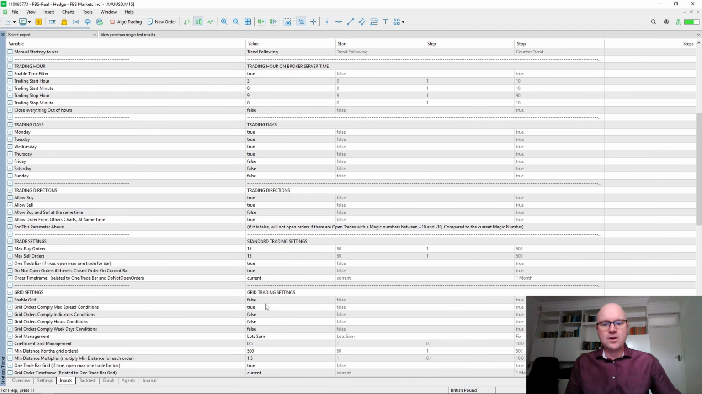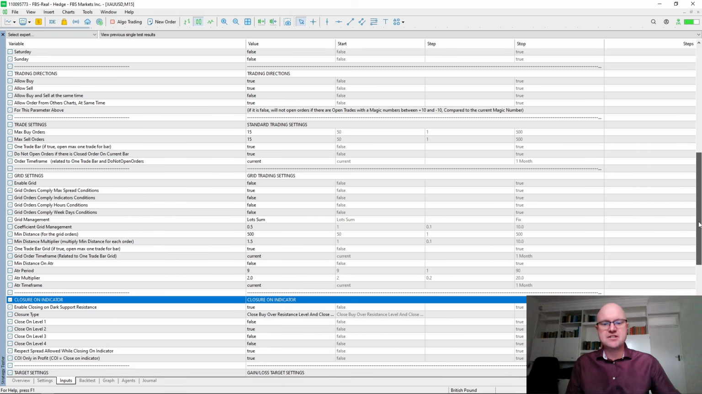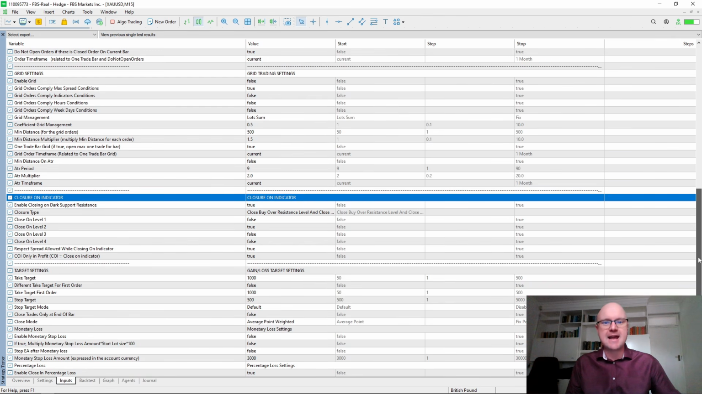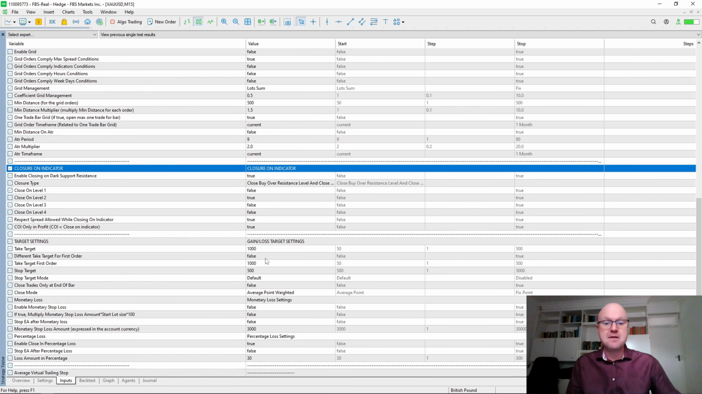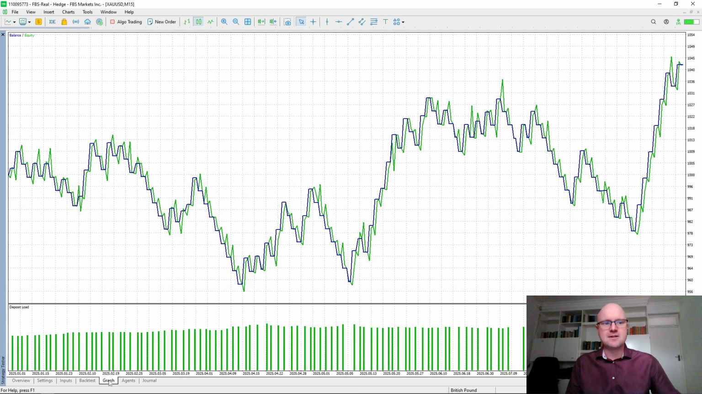Now, on top of all of this, one of the most important changes I've made to the Expert Advisor is disabling the grid trading settings, meaning that each trade has a set stop loss and take profit that is hidden from your broker, but every time it reaches these levels, it will automatically close the trades. I also enabled the closure on indicator, where it closes a buy over a resistance level and a close below a support level. This works as an additional failsafe, so it is easier to adjust to live market conditions.